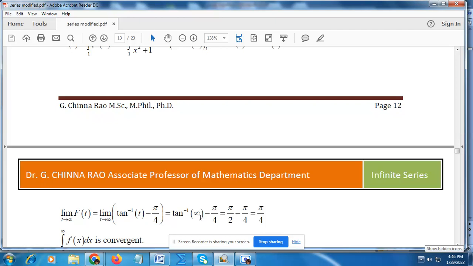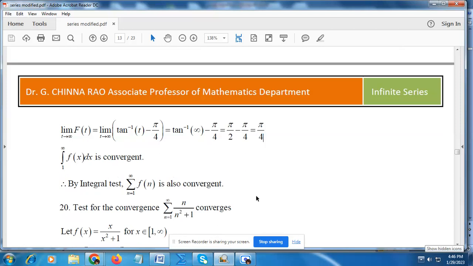Tan inverse infinity is 90 degrees, because tan 90 is infinite. So tan inverse infinity value is pi by 2, minus pi by 4. 90 minus 45 is 45, which is finite. So the integral from 1 to infinity of f of x dx is convergent. If this improper integral is convergent, then immediately we say that the given series also converges. By the integral test, sigma f of n is also convergent.